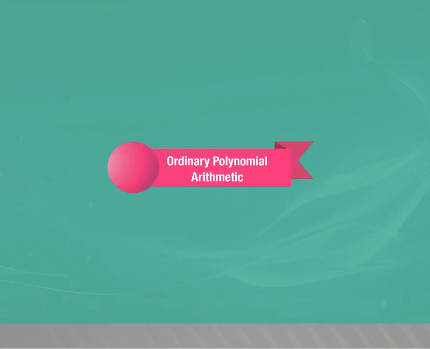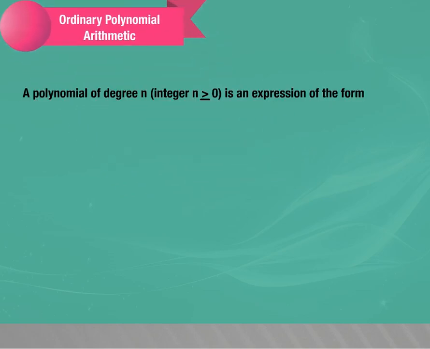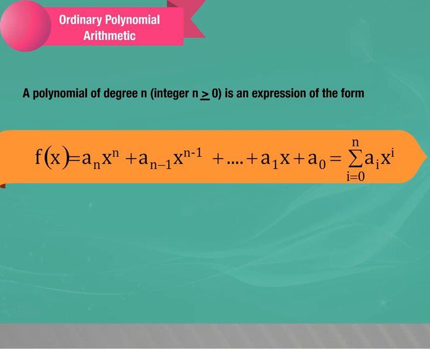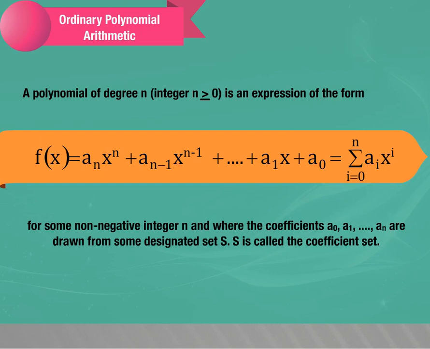Ordinary polynomial arithmetic. A polynomial of degree n, where integer n is greater than or equal to 0, is an expression of the form f(x) = an x^n + an-1 x^(n-1) + and so on up to + a1 x + a0 = sigma i = 0 to n of ai x^i, for some non-negative integer n, and where the coefficients a0, a1 and so on up to an are drawn from some designated set S. S is called the coefficient set. When an is not equal to 0, we have a polynomial of degree n.